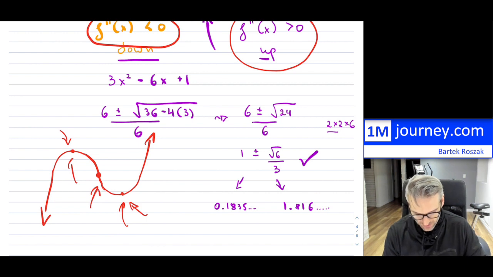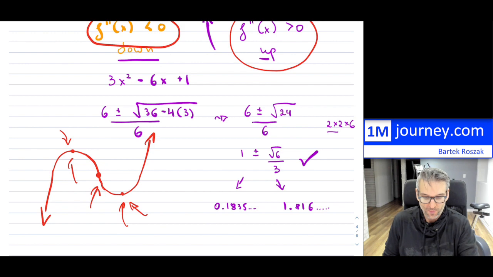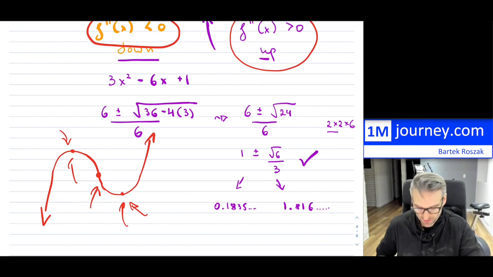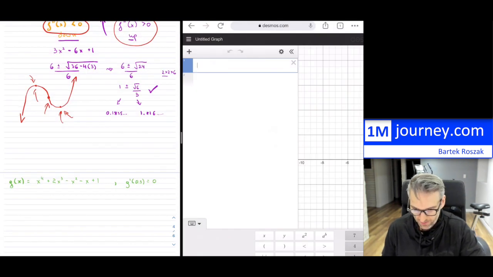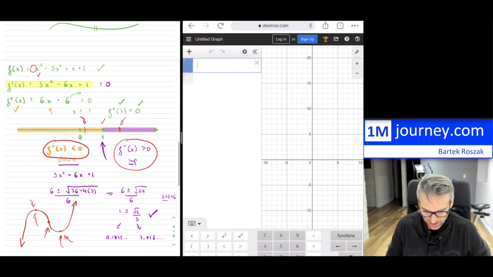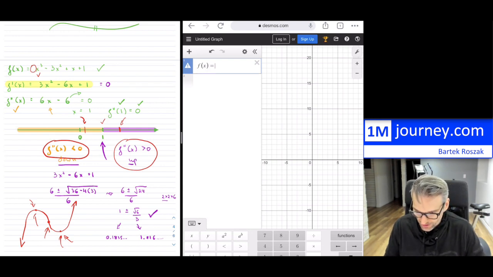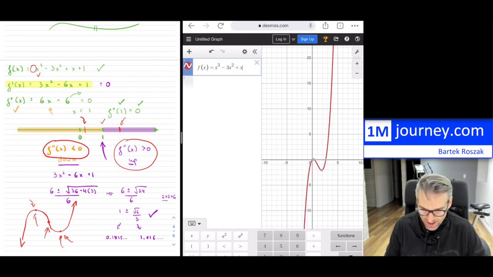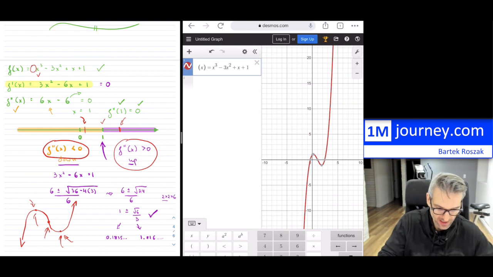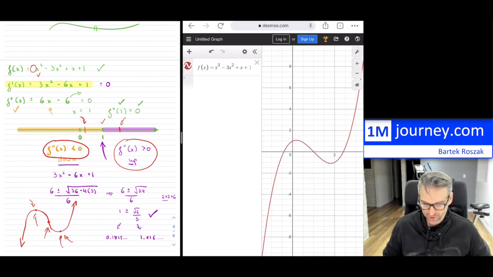Okay? So let me graph it just to try to prove it to you. All right, so let's take out Desmos in here. I'm going to punch this function in here. So this is f(x) equal to x cubed minus 3x squared plus x plus 1. There we go. Okay, so that's exactly what happens. It's kind of how I drew it right there.